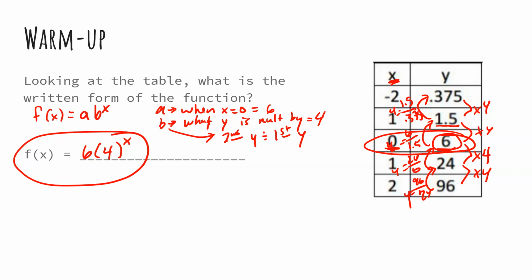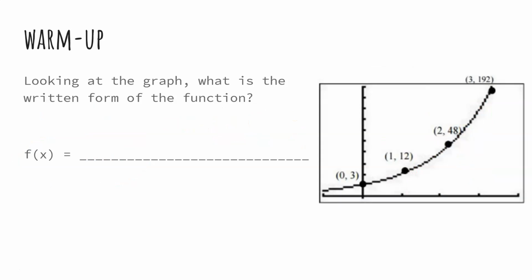All right, so that's if you're given a table. If you're given a graph, you're doing the same thing. But if I'm looking for the a value, remember that's my y-intercept, because again, I'm doing f of x equals ab to the x. Well, here, I can see it's right here. My y-intercept is 3 times b to the x.